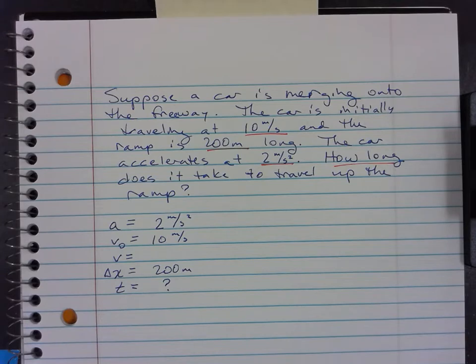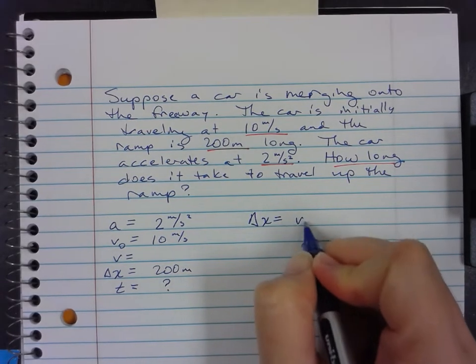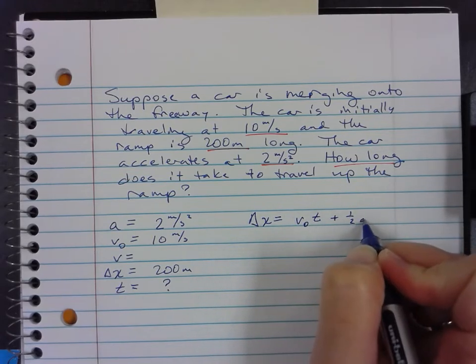So if you look back in your notes or you look on the formula chart, handy dandy formula chart, you either say, okay, I'm looking for time, so the first equation won't work because I don't know the final velocity. The 0 equation won't work because I don't know the final velocity. The second equation will work. So we work from delta x equals v naught t plus 1/2 at squared.